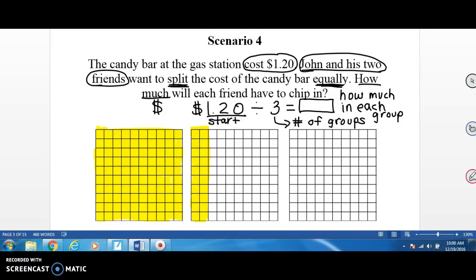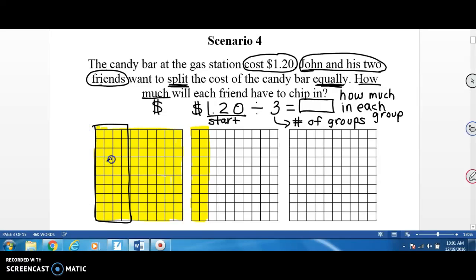So here's what they were trying to show on the video that we did not understand. We're trying to look and say, how can I make 3 groups out of this? So instead of looking at it as 1 whole and 2/10, look at it as 12/10. Okay? I know that 12 is divisible by 3. So if I have 12/10 and I'm trying to split it into 3 groups, how many tenths are going to be in each group? 4/10. So let's see if that works out.